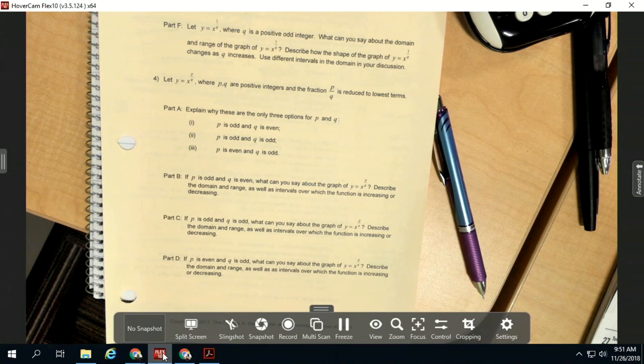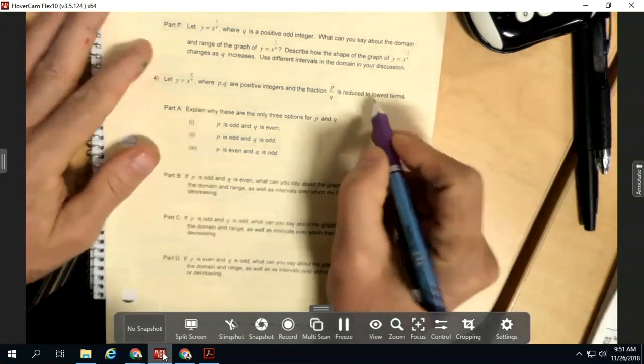Why is there not one more choice? What would the one more choice be? Why can't they both be even? Like, say, 6 over 8. Because it would make it a negative number? No, it's still a fraction. You can divide both. Remember, it says P over Q is in simplest terms. I think they say reduced to lowest terms. Yes, reduced to lowest terms.